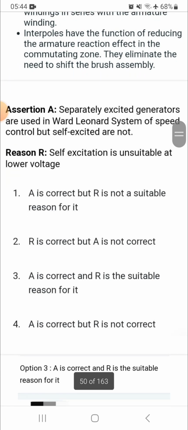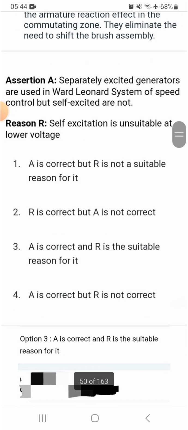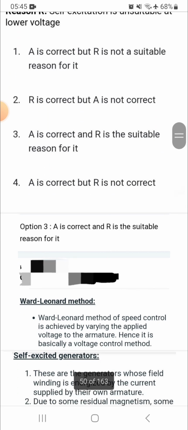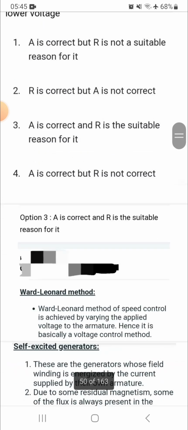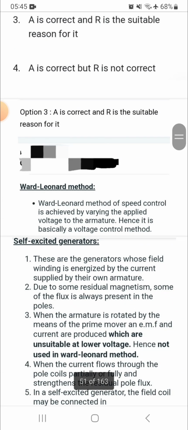Assertion and reason: separately excited generators are used in the Ward Leonard system of speed control, but self-excited are not. The reason is that self-excitation is unsuitable at lower voltage. That is, A is correct, but R is not a suitable reason for it. That is option 3: A is correct and R is not the suitable reason for it. Option 3 is the right answer. Next one: the Ward Leonard method of speed control is achieved by varying the applied voltage of the armature.